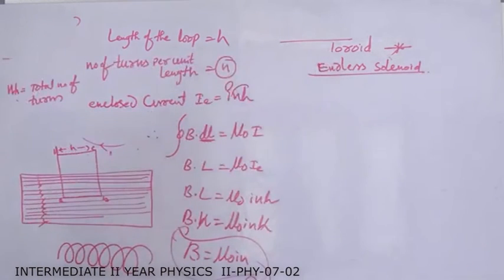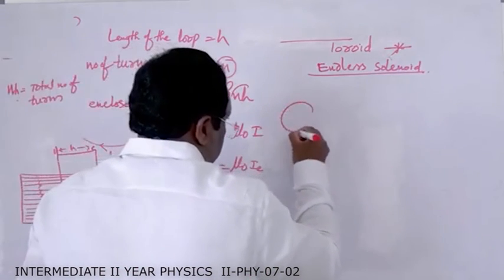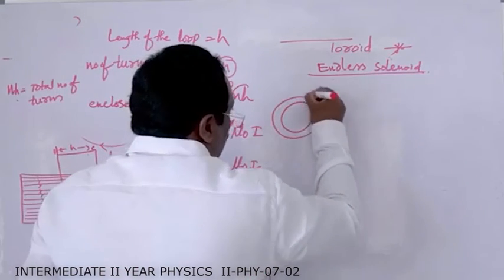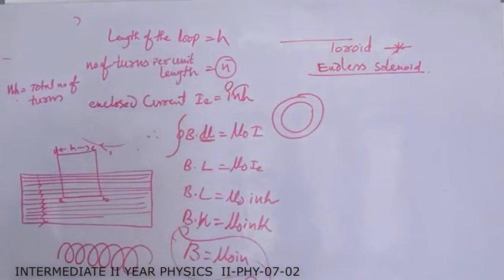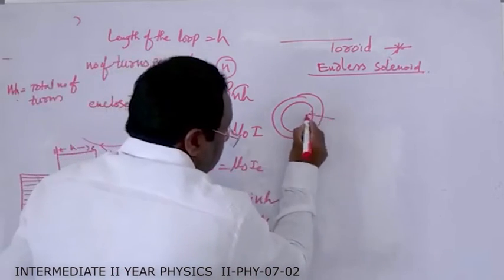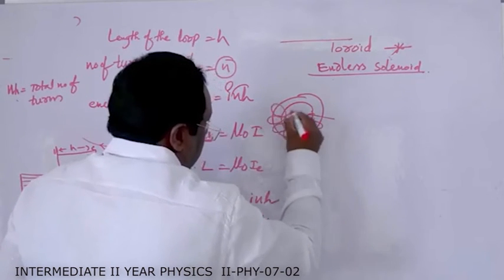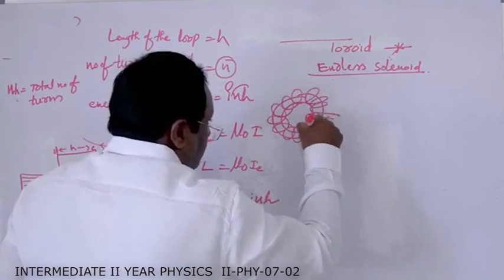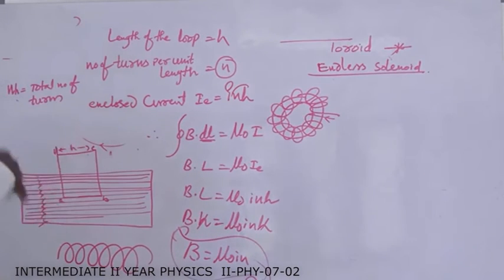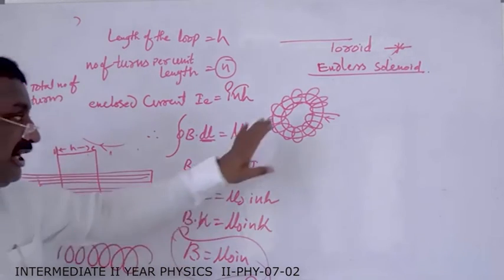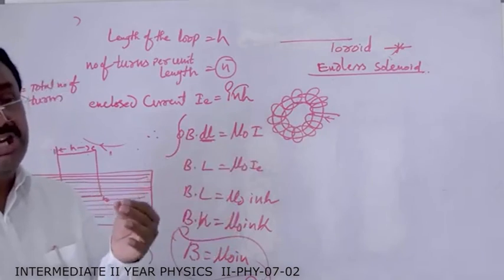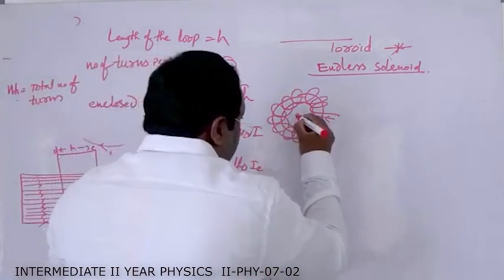A toroid consists of a hollow insulated ring. On that insulated ring, a metallic wire is wound in a number of turns. All those turns are closely spaced. When current is passing through this coil, a very strong, uniform magnetic field is produced inside the toroid.